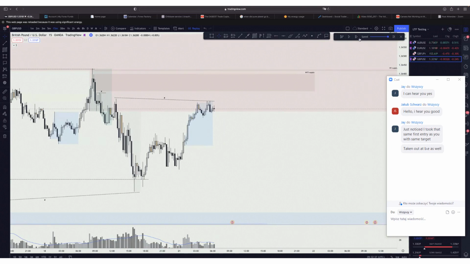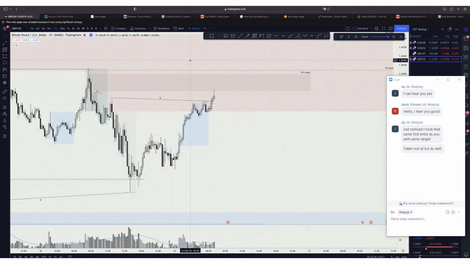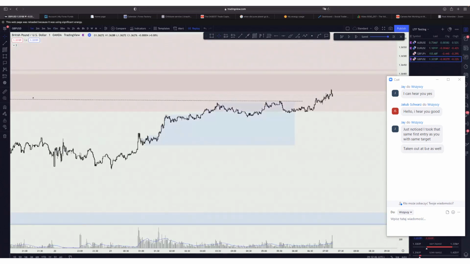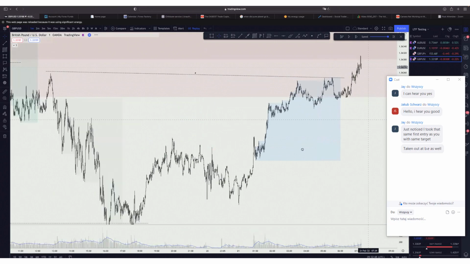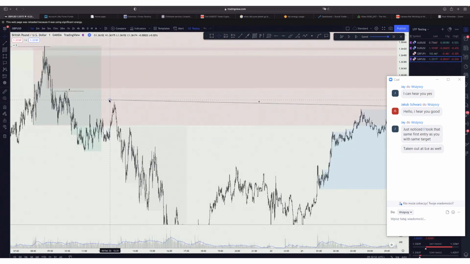Okay, so we've got quite a lot of liquidity under here. So I'd probably drop down now. So we've got equal highs. Probably should have dropped down a bit sooner.